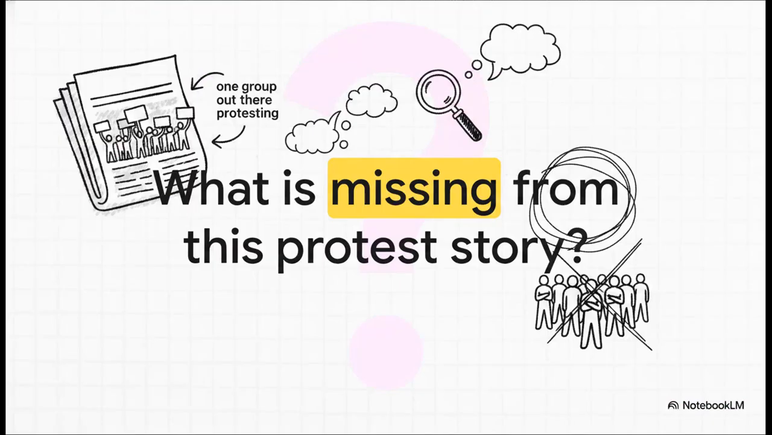Let's dive into our second case file, which really shows how absolute silence can be just as deceptive as a straight-up lie. Think about this scenario for a second. You're reading a news article about a massive protest happening downtown. The article goes into this incredibly deep detail about exactly why one group is out there protesting and demanding change. But wait, what's missing here? The article completely, 100% ignores the other group of people who are out there resisting the change.